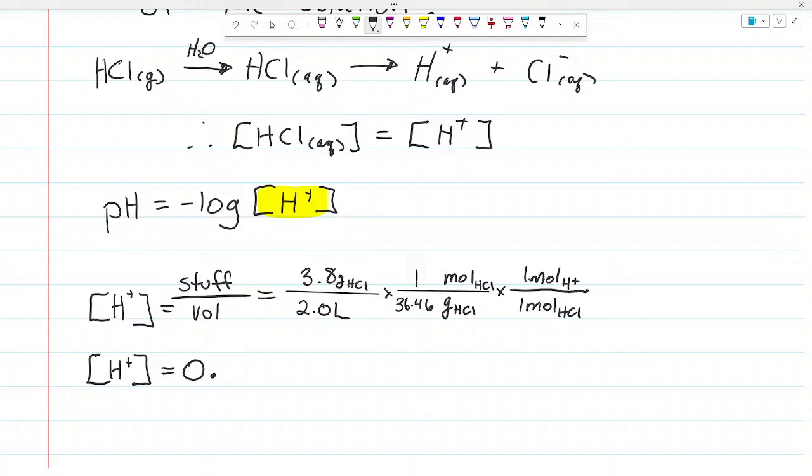What do we got? 0.052. All right. 0.052. And what's the unit for that? What unit's canceled here? Grams canceled with grams. Moles of HCl canceled with moles of HCl. And that leaves us with moles of H plus per liter, which we can write as molar. Everyone comfortable with that?